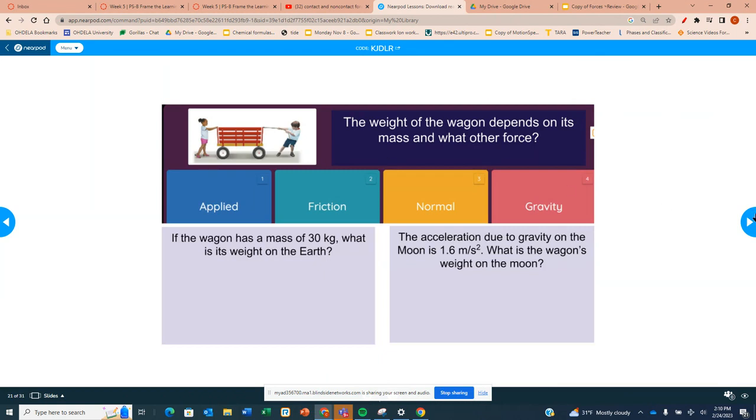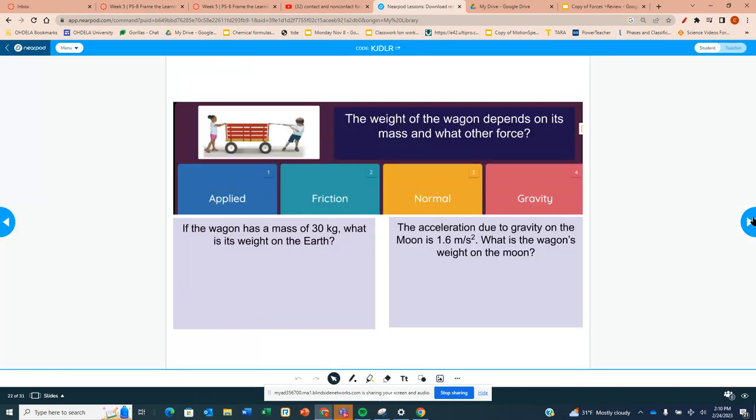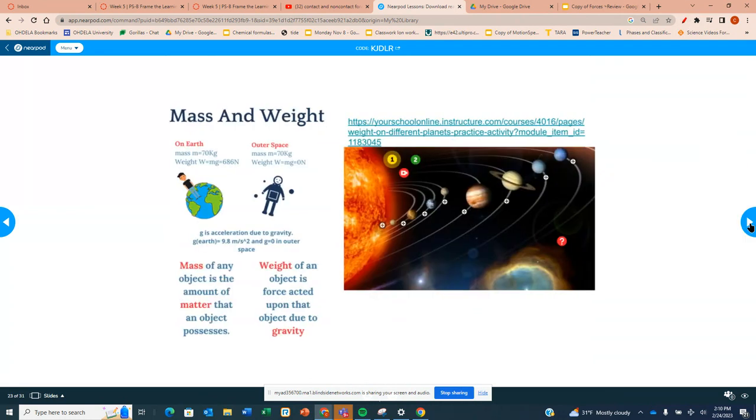So the weight of a wagon depends on its mass and what other force? Gravity. Mass and weight: the mass of an object is the amount of matter that the object possesses. The weight of an object is the force acted upon it by gravity. So in outer space, where there's no gravity, you could have 0 newtons.